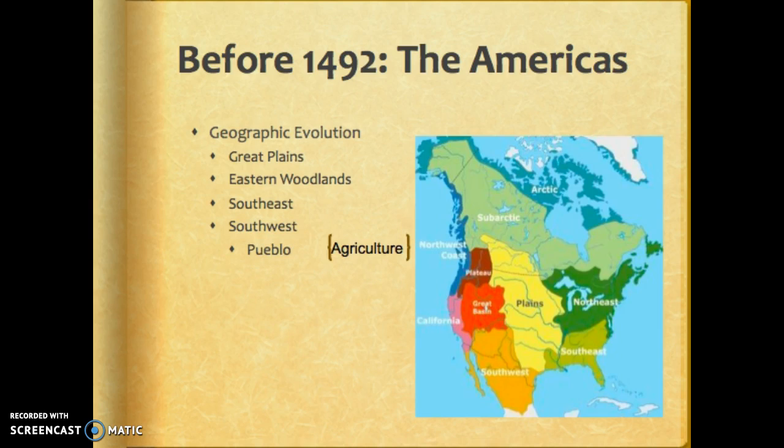In other areas, such as the Southwest, peoples like the Pueblo were able to live in permanent villages, where they could practice agriculture. But not everyone in the Southwest practiced agriculture. In fact, some survived by raiding the Pueblos. In other words, they would steal food and supplies from the Pueblos. That was their economy. They included the Navajo and the Apache.